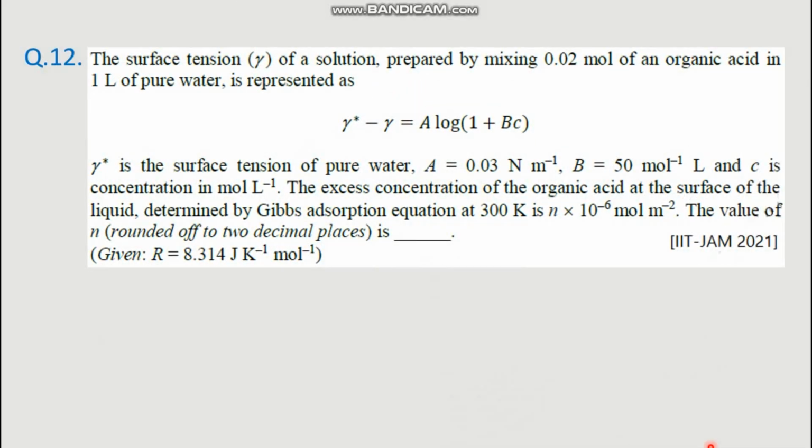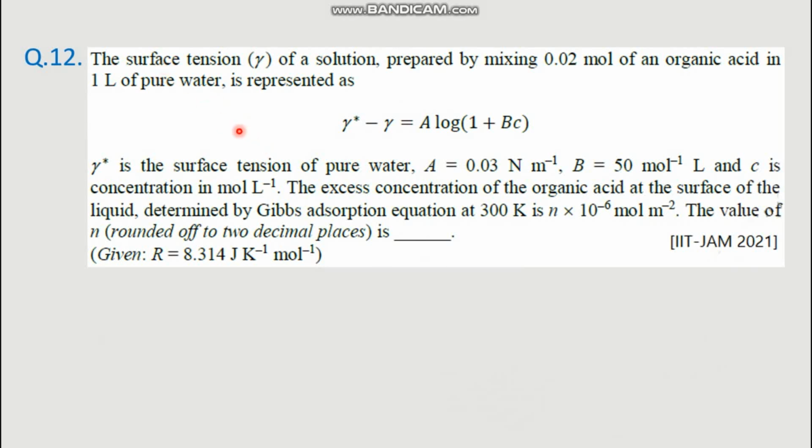So that's all about this chapter, liquid state, and this one was the last lecture. And let's discuss one final question of this chapter. Previously we have discussed 11 questions. This is question number 12, and this question is extracted from the IIT-JAM 2021 paper.